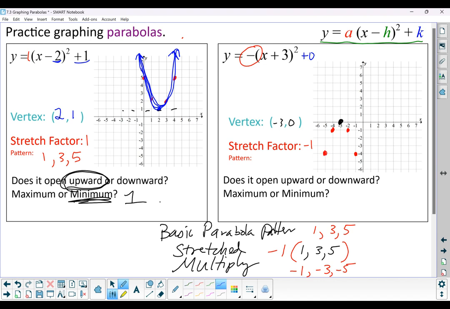And so this is what's called a downward opening parabola. And you'll see a parabola opening downward anytime it has a negative stretch. So this one opens downward. When a parabola opens downward, it has a maximum value, and this parabola has a maximum value of 0. So remember, when we talk about mins and maxes, we're talking about y values, and this is a y value of 0.